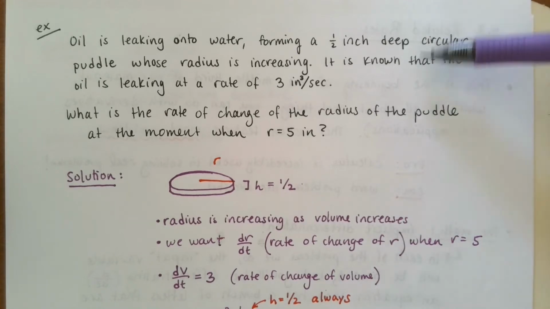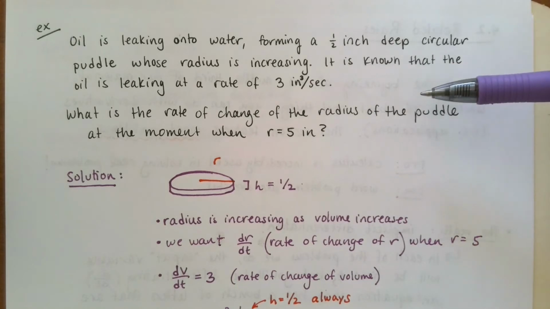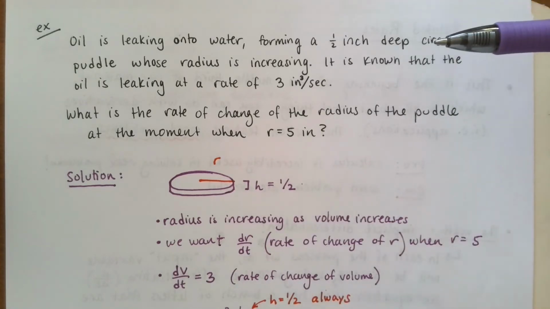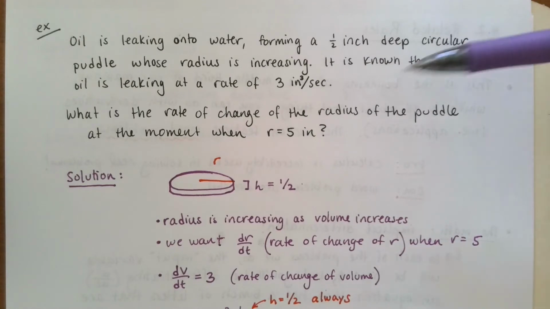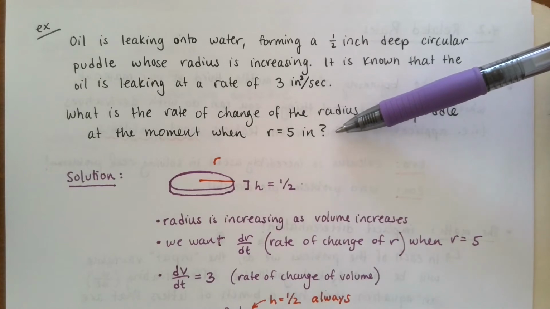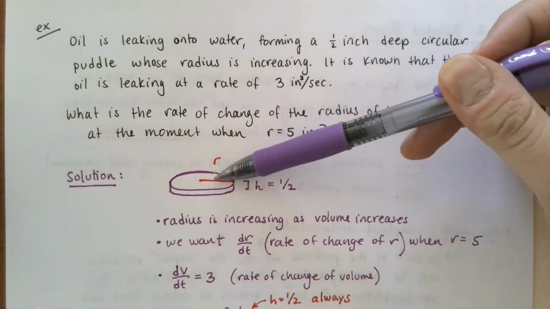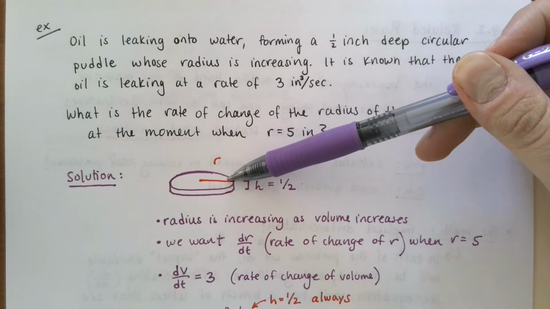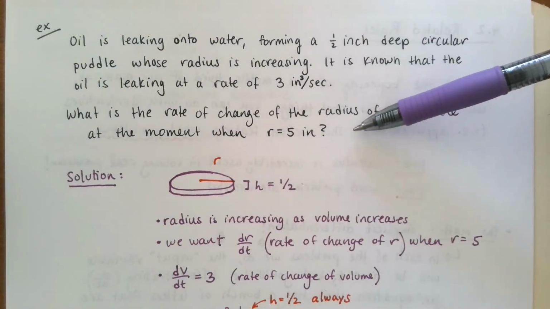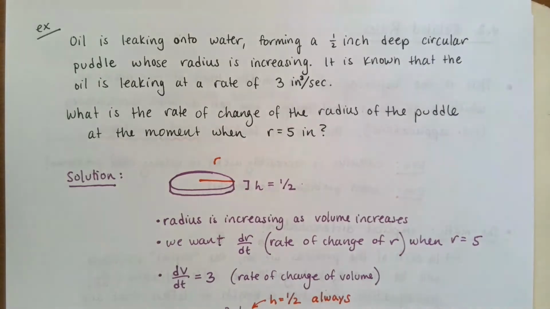So this is the same paragraph that you have in your notes where they're describing oil leaking onto water, so it forms a 1/2 inch deep circular puddle, which I've drawn here. And we're asked to find the rate of change of the radius at the moment that it's 5 inches. So notice they have to give that piece of information because as we're adding volume to the puddle, the radius is getting larger and larger as the puddle grows. So they have to tell us what is the rate at a particular moment, because the rate will be changing as well as the radius.